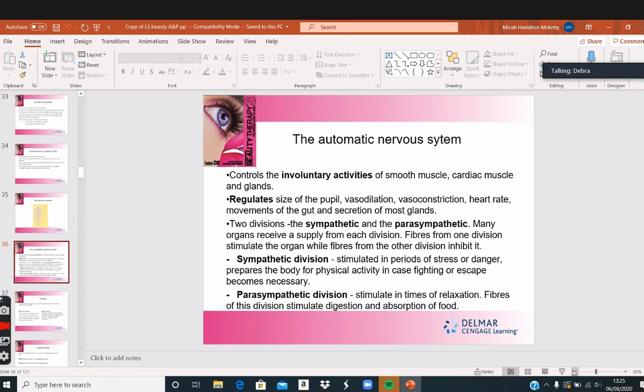Yes, there is another hormone, adrenaline, that will also help us to do fight or flight, but that's the nervous system. The parasympathetic nervous system stimulates in times of relaxation. So you've got one that stimulates when we're stressed and one when we're relaxed. The fibers of this division stimulate digestion and the absorption of food. So remember I spoke about the large intestine and small intestine: that's the parasympathetic division of the nervous system.